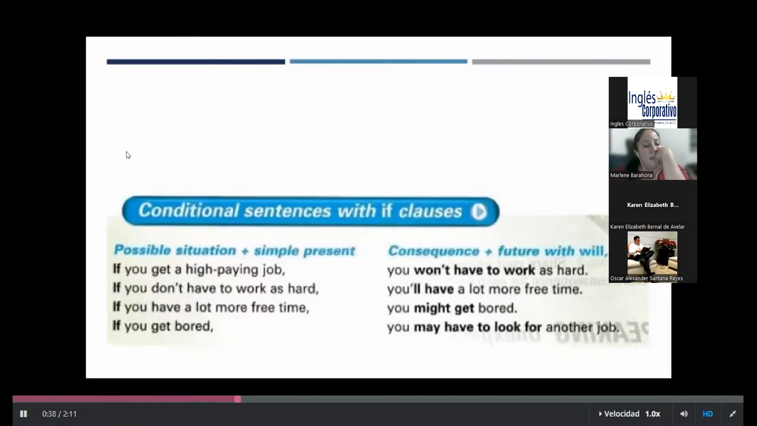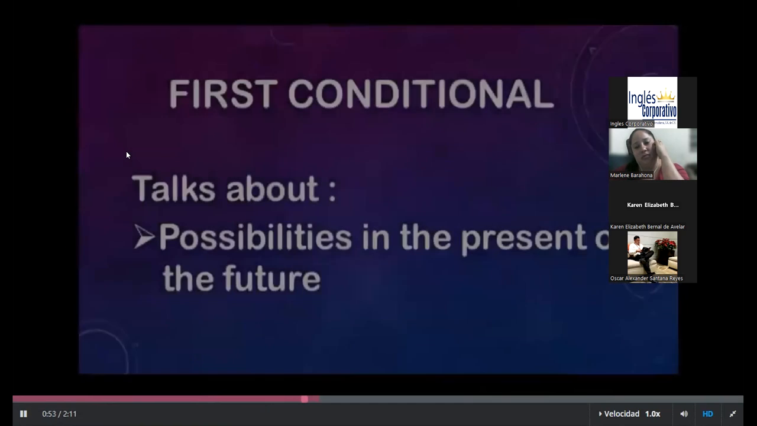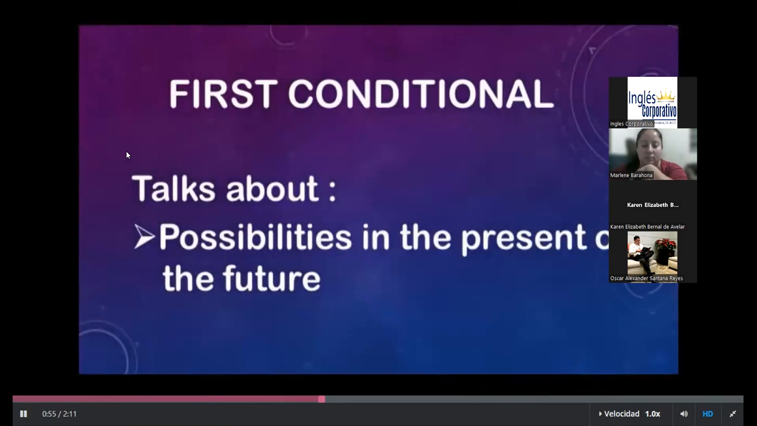If you don't have to work as hard, you'll have a lot more free time. If you have a lot more free time, you might get bored. If you get bored, you may have to look for another job. The first conditional is a structure used for talking about possibilities in the present or the future. We will explain how this conditional is formed and when it is used.